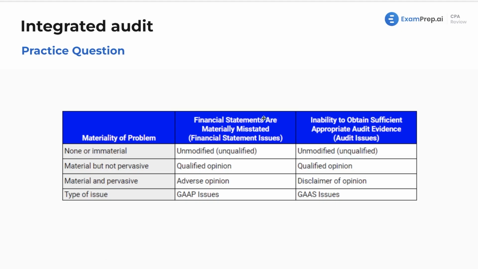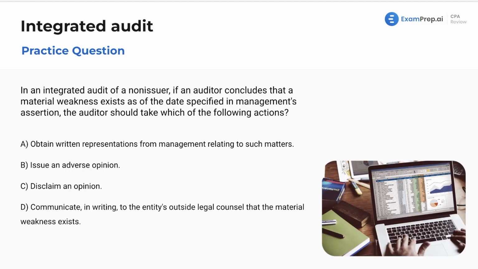So just a couple other points. If there are deficiencies, individually or in combination, that result in one or more material weaknesses as of the date specified in management's assertion, then the auditor should express an adverse opinion, unless there's a scope limitation, which has more to do with our evidence, restricting the amount of evidence that we can get, restricting our access to information. So awesome there. Final answer here is going to be issue an adverse opinion. Take it all in. It is a good time, right?